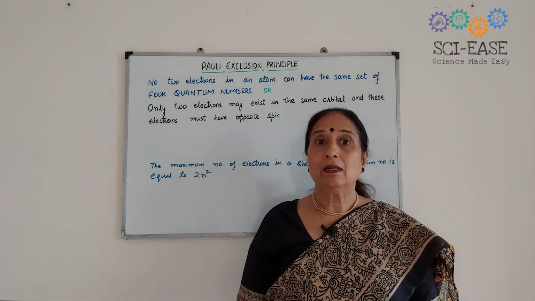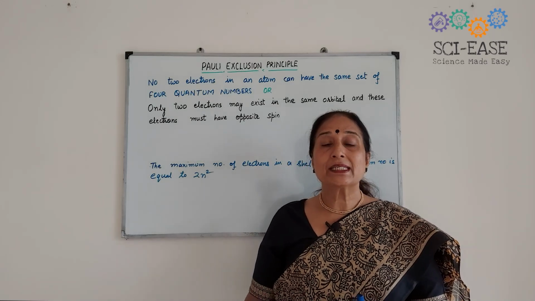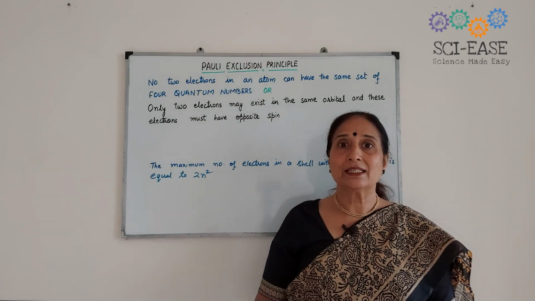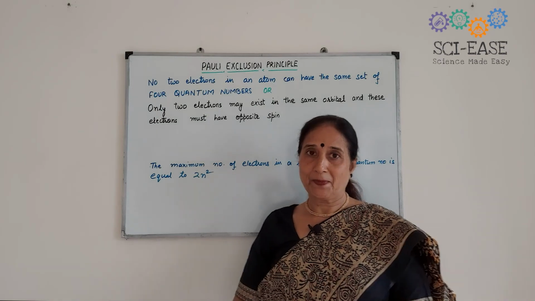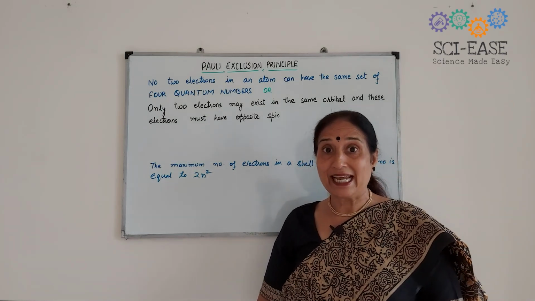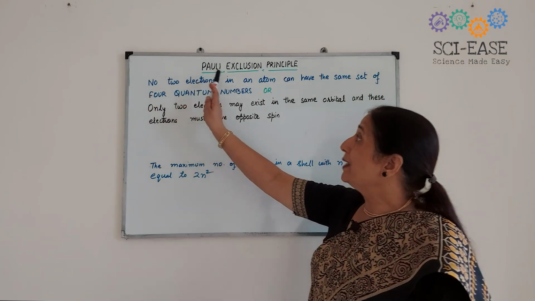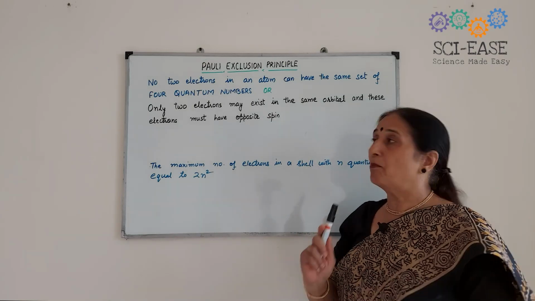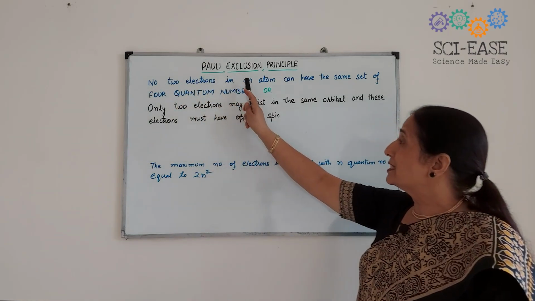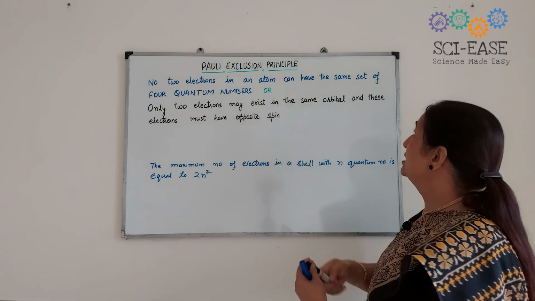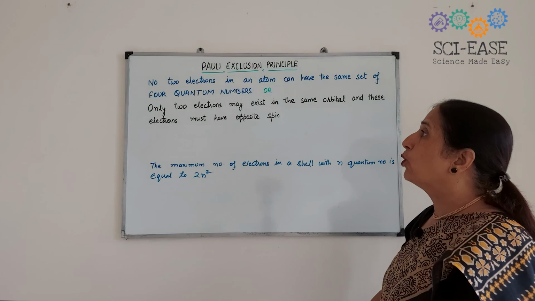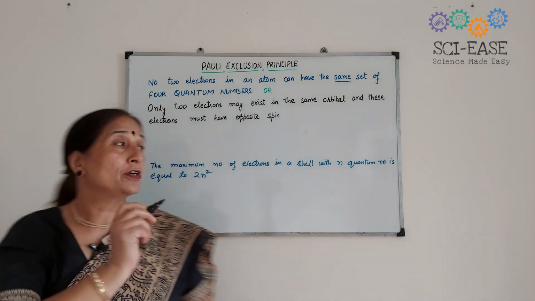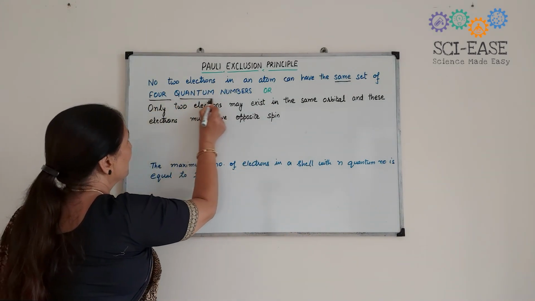This principle was given by the Austrian scientist Wolfgang Pauli in 1926. What does this principle state? Each and every word is very important. No two electrons in an atom can have the same set of 4 quantum numbers.